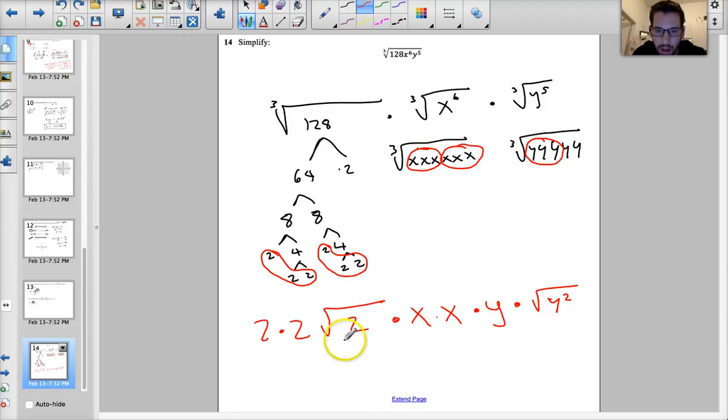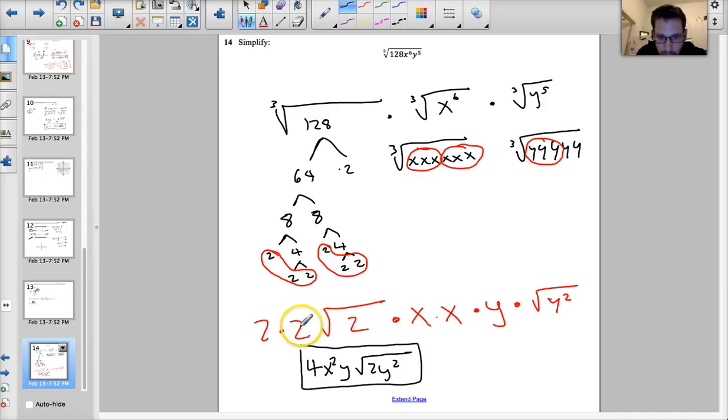Okie doke. So now I'm just going to do a little math. On the outside, I see I have a 2 times 2, which is a 4. I have an x times x, which is an x squared, and I have a y. Then on the inside, I'm still going to have the square root of 2 and a y squared.